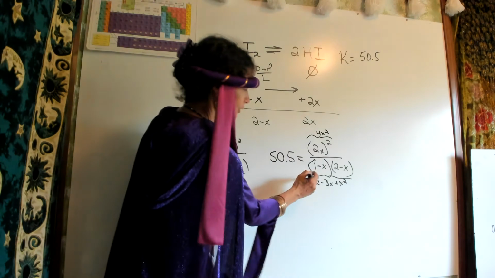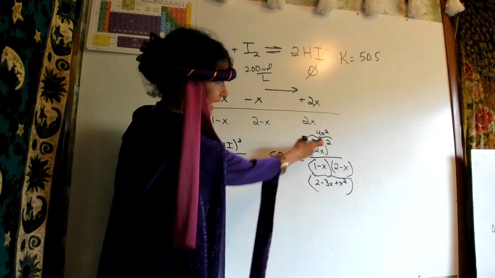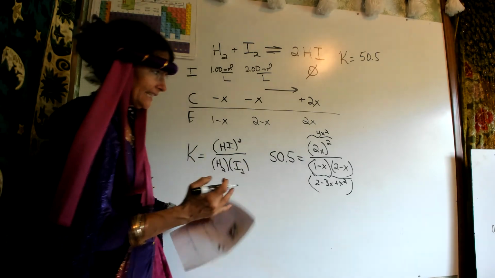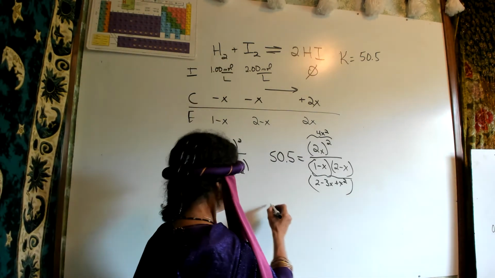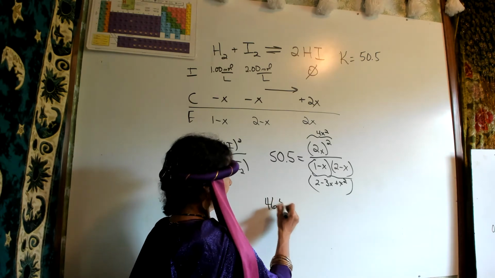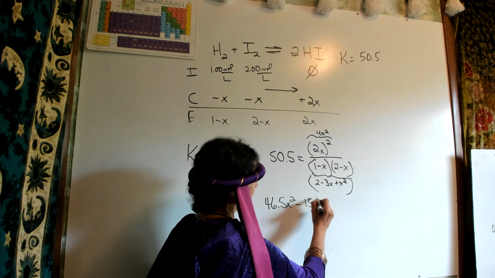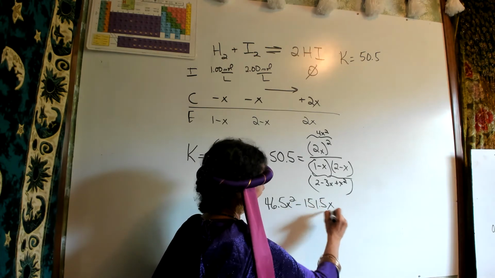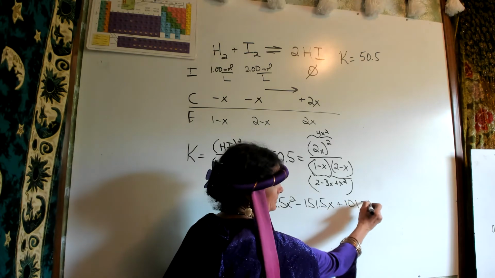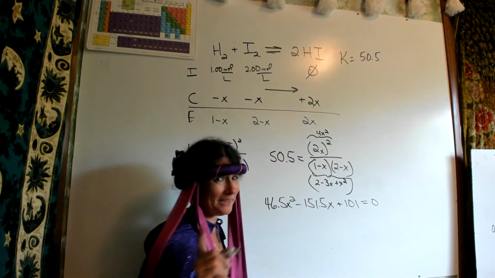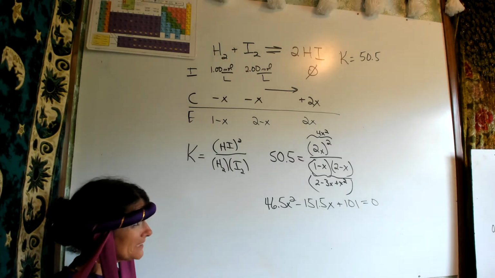You got to move this whole piece here to this side, distribute it out with the 50.5. You got to move everything to the same side. And so once you do that, you would get 46.5x squared minus 151.5x plus 101. This is just me reminding you, you're going to see, I believe during the term 1, maybe 2 quadratics. They are on take-home stuff.